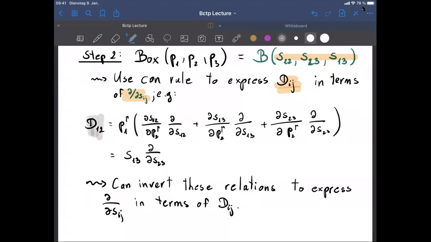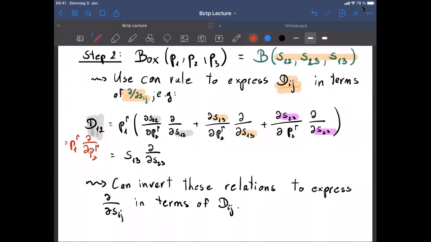you can easily check that D12, which, I remind you, is P1 mu d/dP2 mu, this operator, you just use the chain rule, and you write it as ds12 d/ds12, ds13 d/ds13, ds23 d/ds23. And of course, you can easily check that this relation holds.